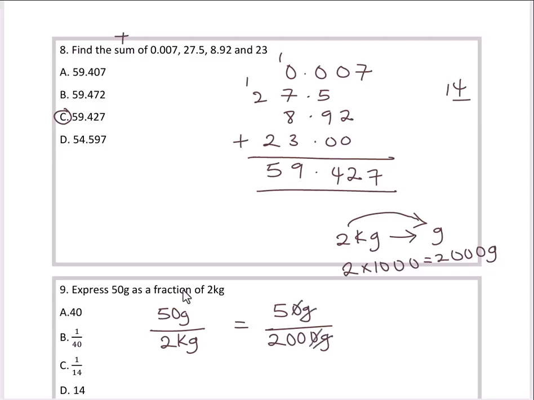Then 0 cancels 0. Okay, so 5 into 5 is 1. 5 into 20 is 4. Then you bring this 0 down. So at the end of the day, we are left with 1 over 40. And that's our answer, option B.